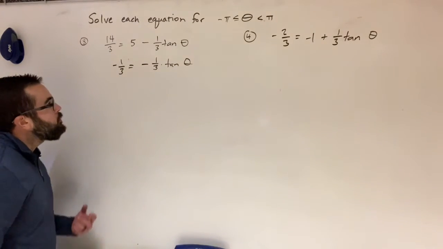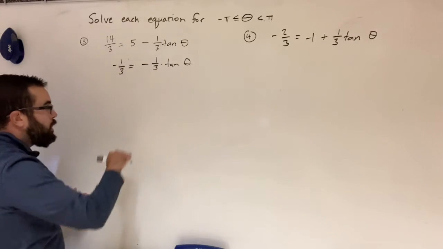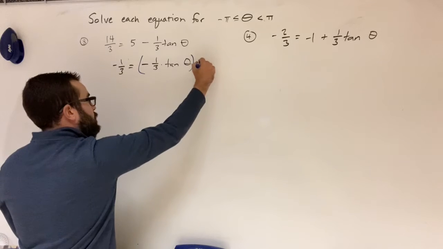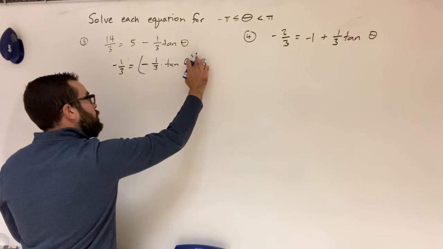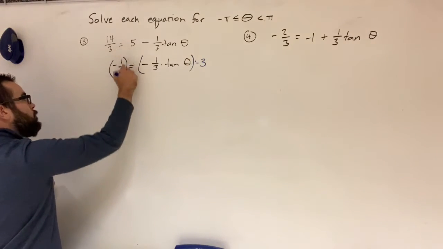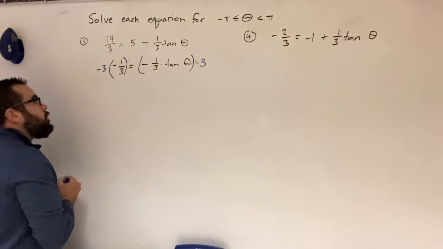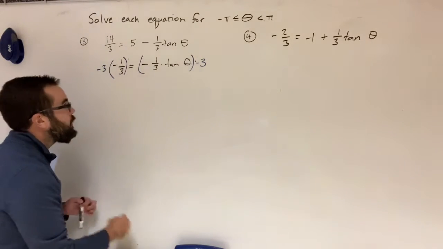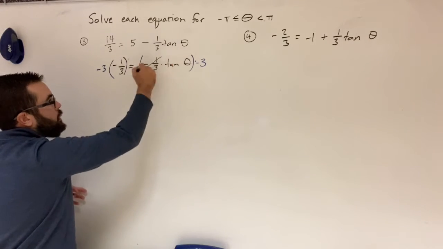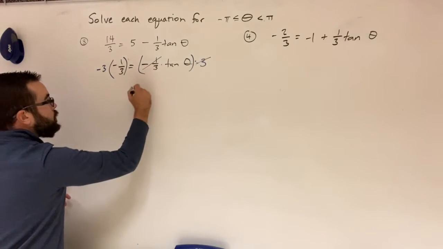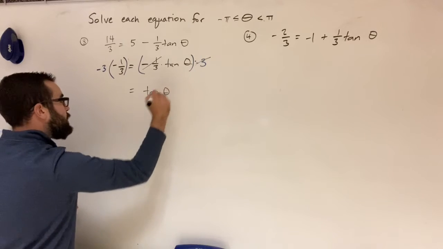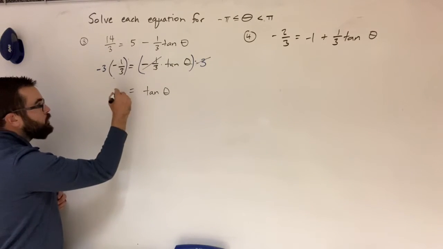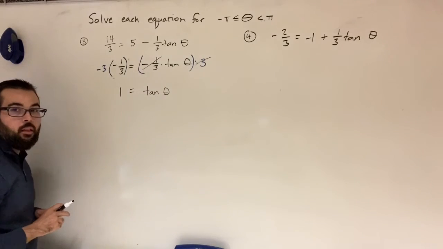All right, so now I need to get rid of that multiplication by 1/3. So I'm going to multiply by negative 3. I'm multiplying both sides by negative 3. These cancel out to make 1, so on the right-hand side, I'm just left with tangent theta. On this side, negative 3 times negative 1/3 is just positive 1.